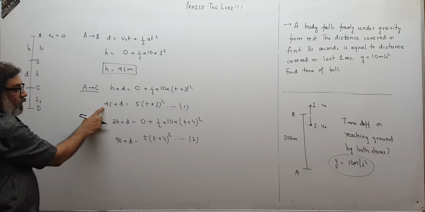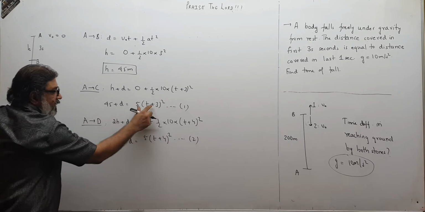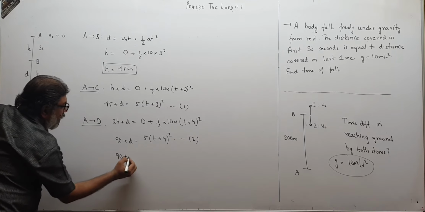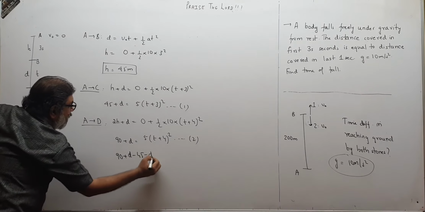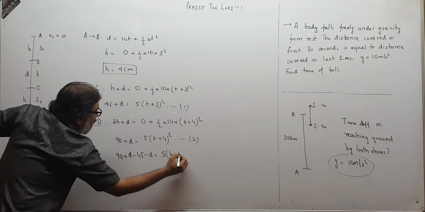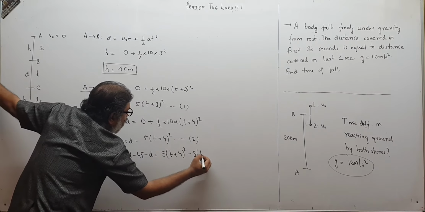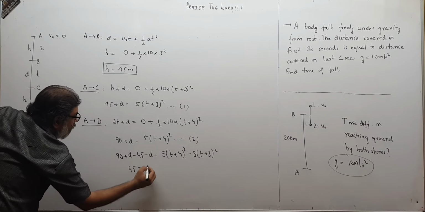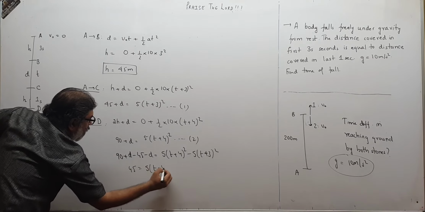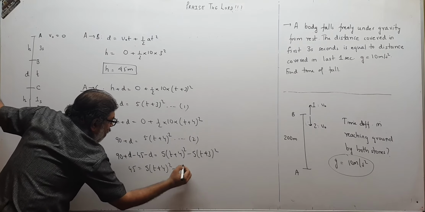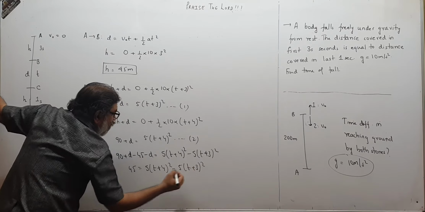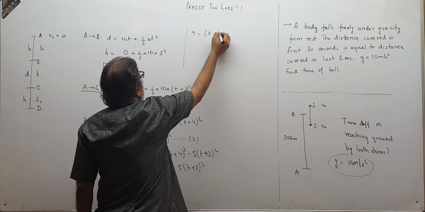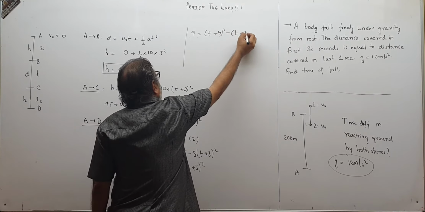Now I know 90 plus D and 45 plus D. Subtract this from this. So 90 plus D minus (45 plus D) will be 90 plus D minus 45 minus D is equal to 5 into (T plus 4) whole square minus 5 into (T plus 3) whole square. So I get 45 equal to 5 into (T plus 4) whole square minus 5 into (T plus 3) whole square.